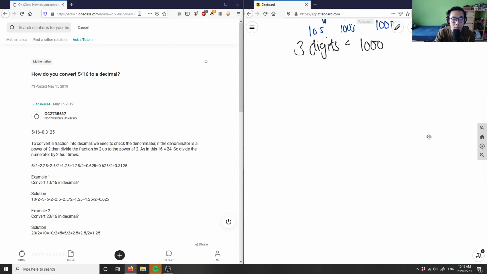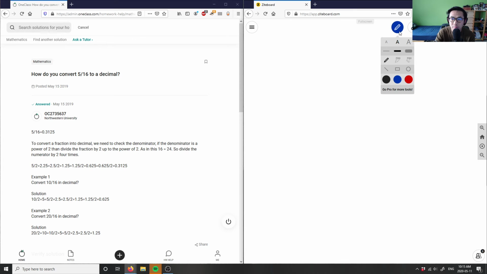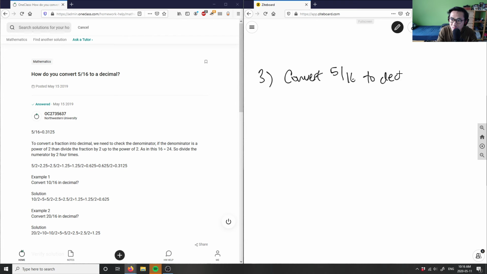Okay, number 3. It says convert 5/16 to a decimal. Convert 5/16 to a decimal. So again, this is a lot of pre-algebra questions. What we have here is 5/16, and what we're going to do is long division, because right now we have a fraction, and we want to switch this to a decimal, right?